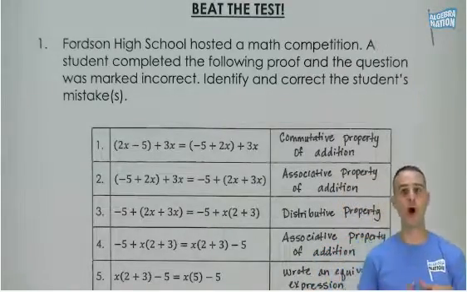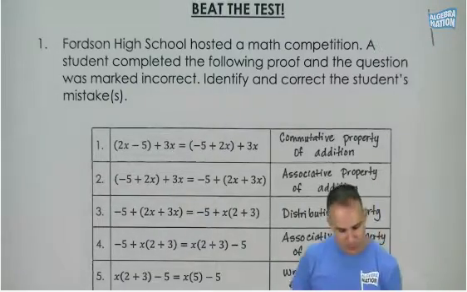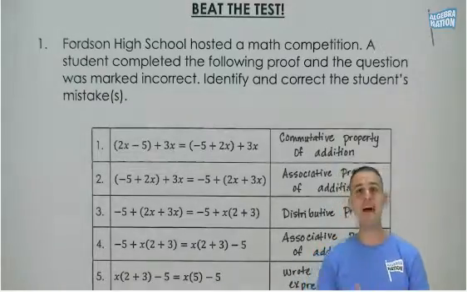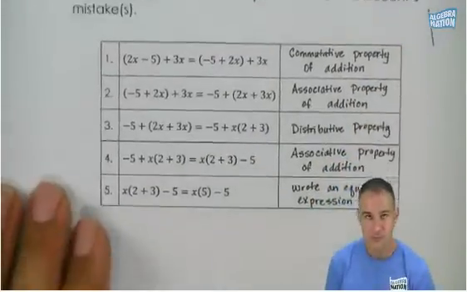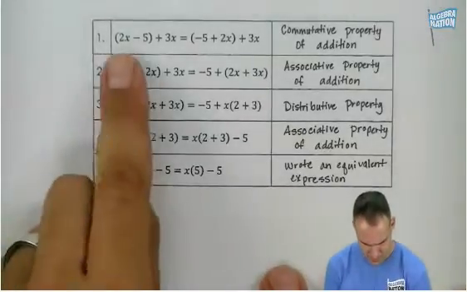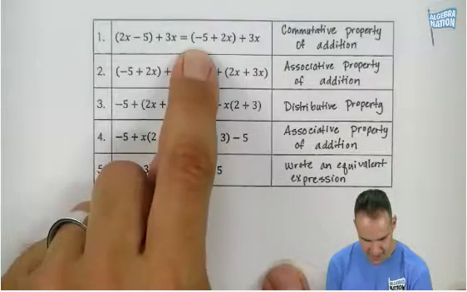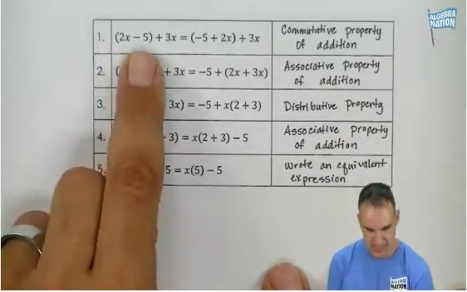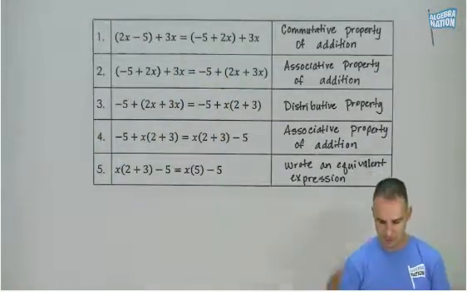Fordson High School hosted a math competition. A student completed the following proof and the question was marked incorrect. Identify and correct the student's mistakes. Okay, so let's see what happens here. 2x minus 5 plus 3x equals negative 5 plus 2x plus 3x. Well, all we do is switch positive 2x and negative 5. We switch the order, which tells me that's the commutative property of addition.